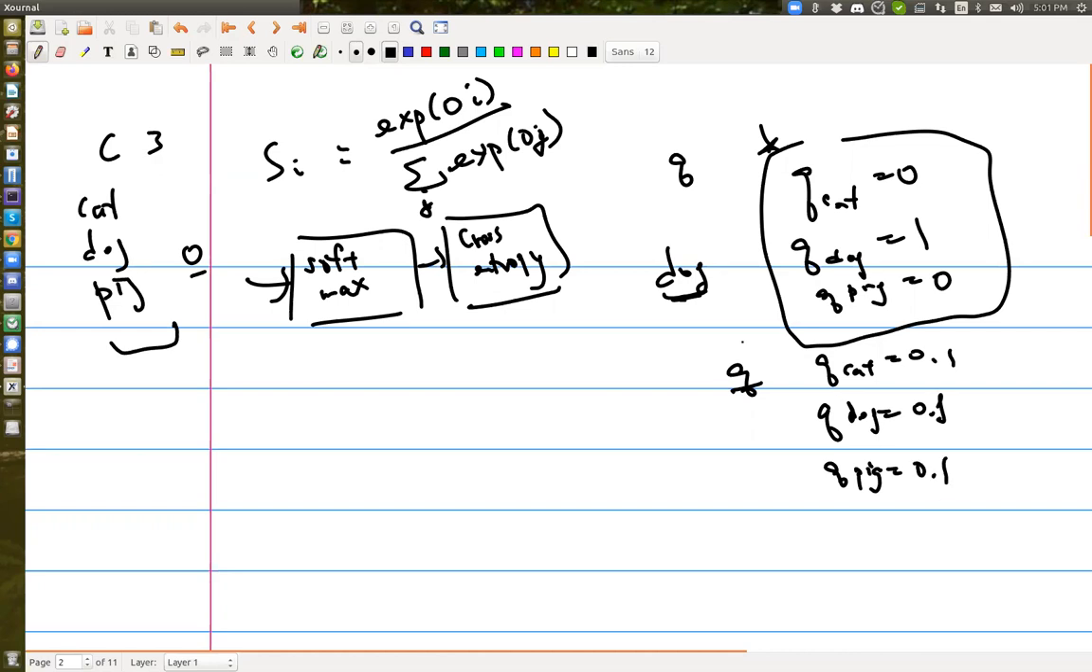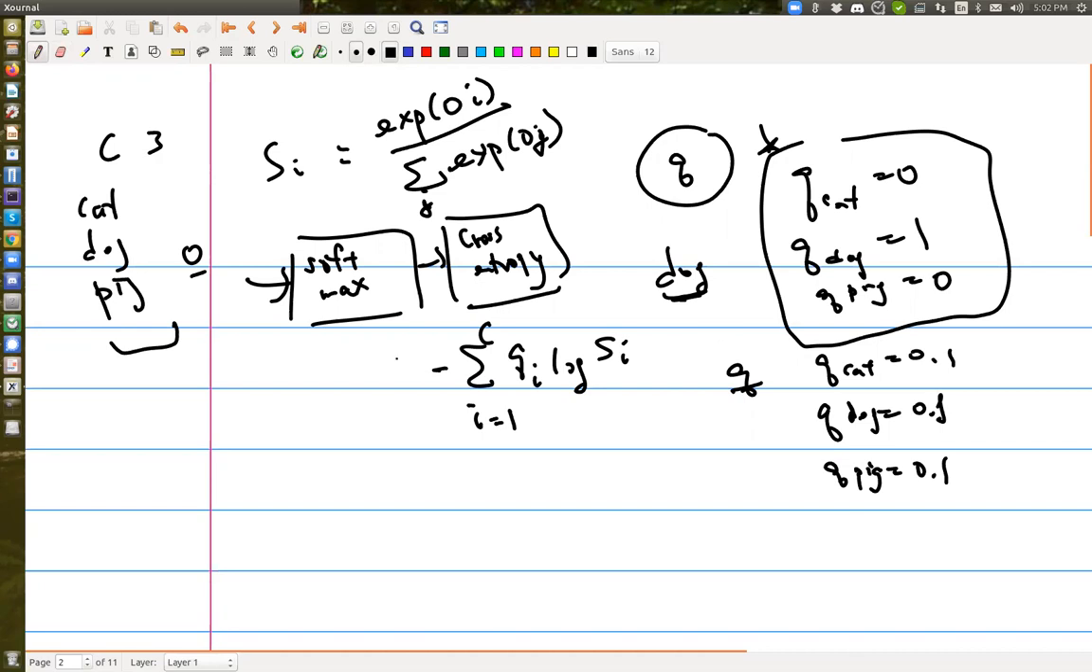Now based on this Q, the ground truth here, I can compute the loss, right? As I said, the cross entropy loss is the sum of Q_i log S_i, for i equal to 1 to C over all the classes here. That's the cross entropy loss, right?